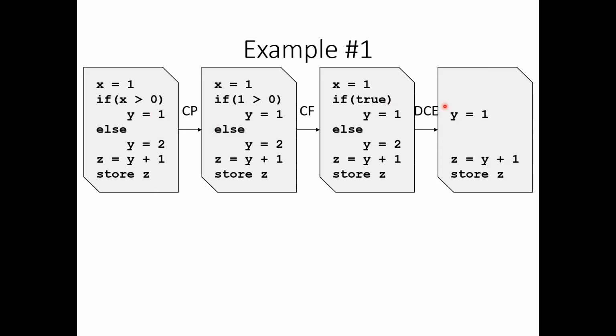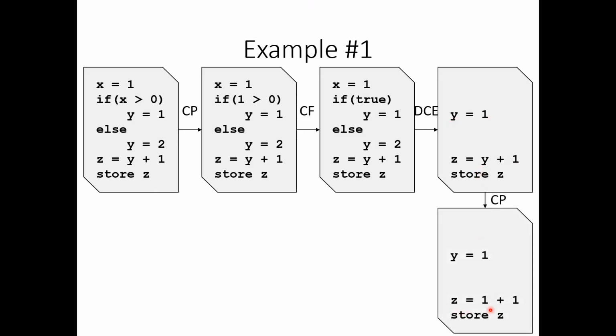Now that I've done dead code elimination, what can I apply again? I can apply constant propagation again. If I apply constant propagation here, what happens? Right, I plug in 1 wherever there's a y. So I can plug in 1 right here. Now it becomes y equals 1, z equals 1 plus 1, store z.